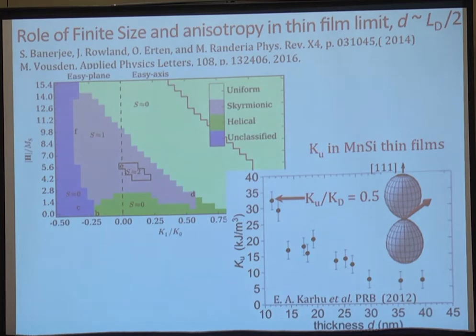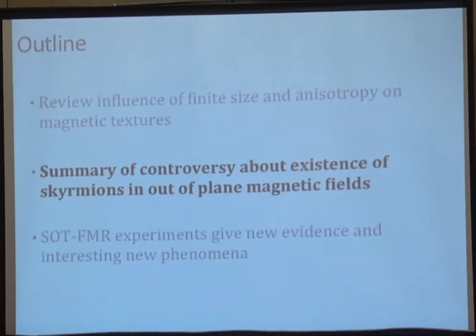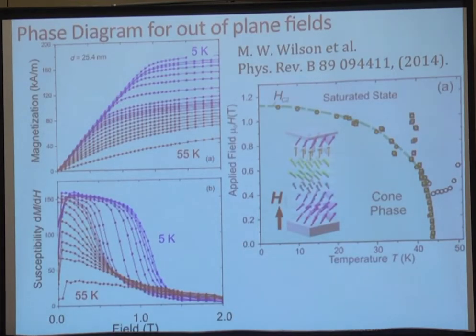So I'd like to now move on and talk about the controversy surrounding whether skyrmions exist or not in out-of-plane magnetic fields. One way you can look at this is with magnetometry, and what we see is that the magnetic moment increases linearly after some saturation field. We calculate the DC susceptibility, and it's really flat all the way up to saturation. The group of Christian Pfleiderer has shown clear signatures of going in and out of the skyrmion phase. You see peaks in the susceptibility that mark the first-order magnetic phase transition between a cone phase and a skyrmion phase. We don't see any of that. The only phase boundary that we see is this one here.